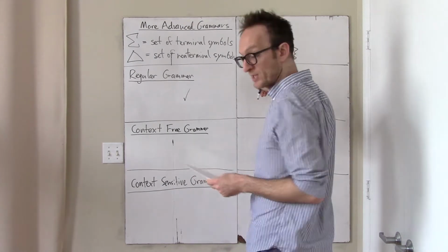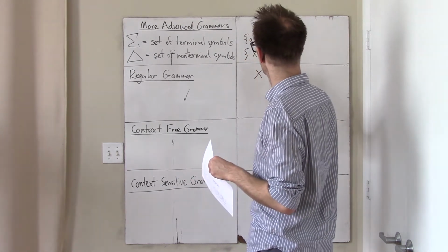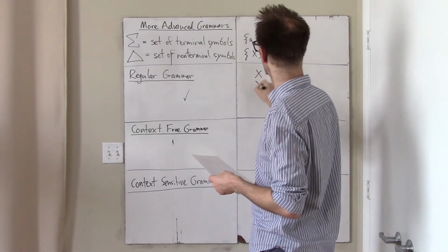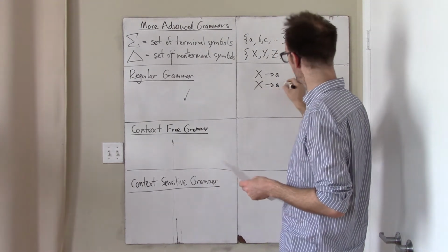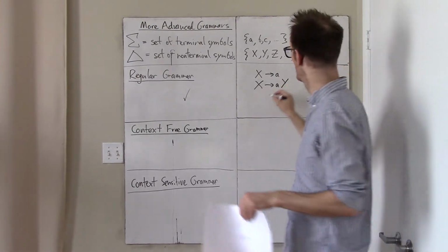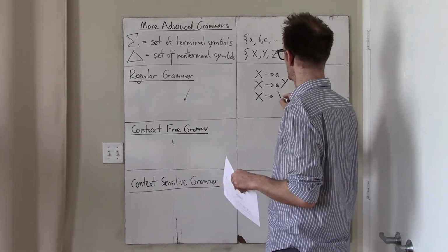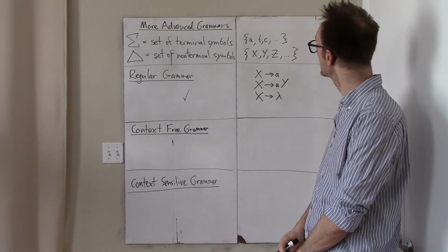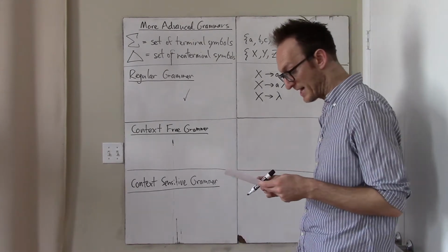What are some examples? I'll put some examples over here. We have simple rules that take a non-terminal and replace it with a single terminal. We can replace a non-terminal with a terminal and a non-terminal, but there can be only one and it must be all the way on the right. We can also replace a non-terminal with just nothing. And I guess that's pretty much it. Okay, good.